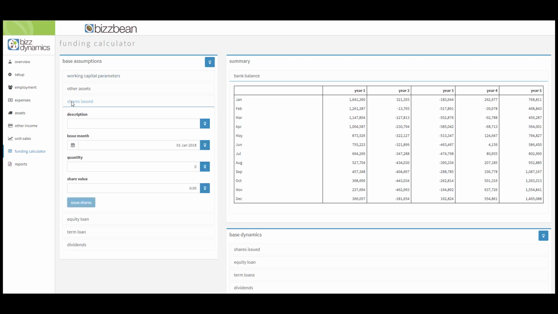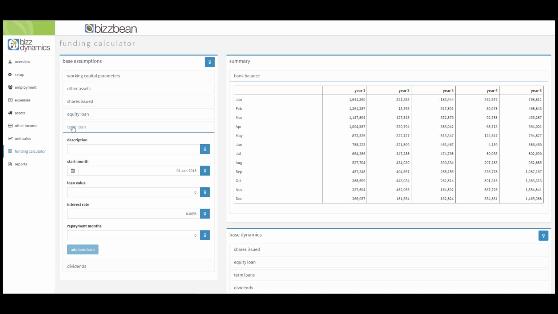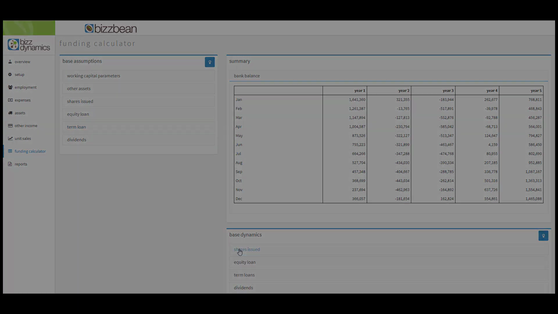Long-term funding options include share capital, shareholders' equity loans, and term loans. These assumptions can be modified in the Base Assumptions tab.